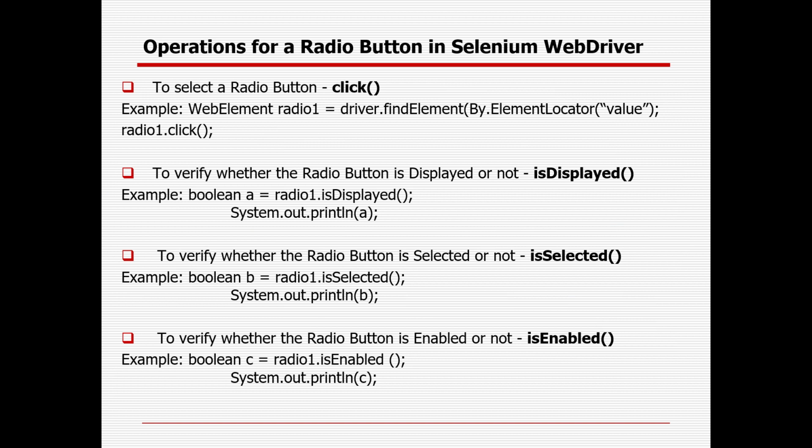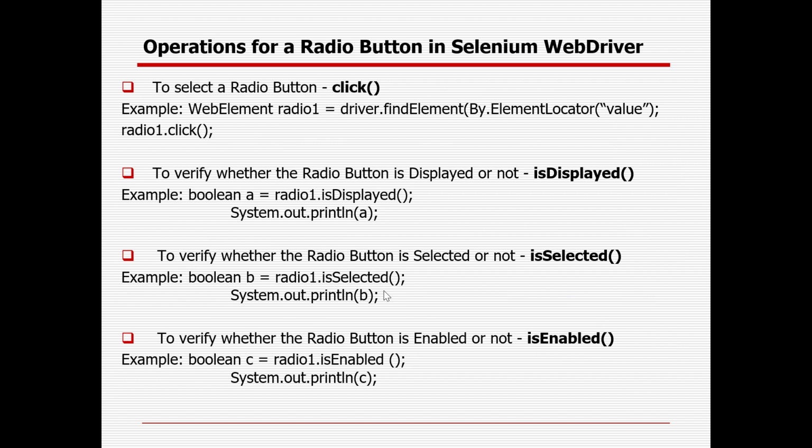We can first check whether it's displayed, then is enabled, then is selected or not, right? And you can click it. So first time if you click, it will be selected. Second time it will be unselected or deselected. For the radio button, again you can validate whether it's displayed, is enabled, or is selected. And if you click it, it will be selected.